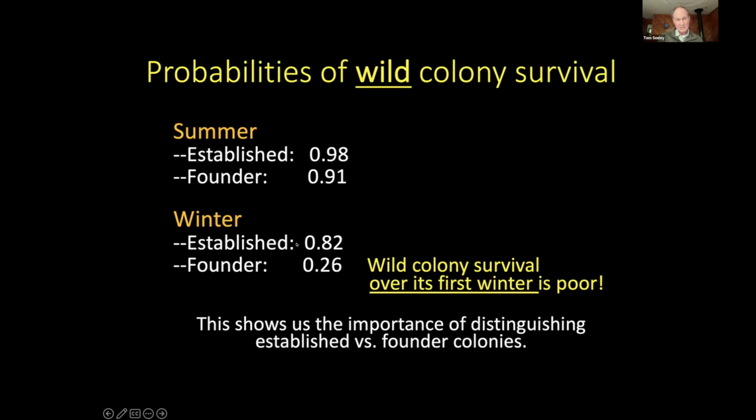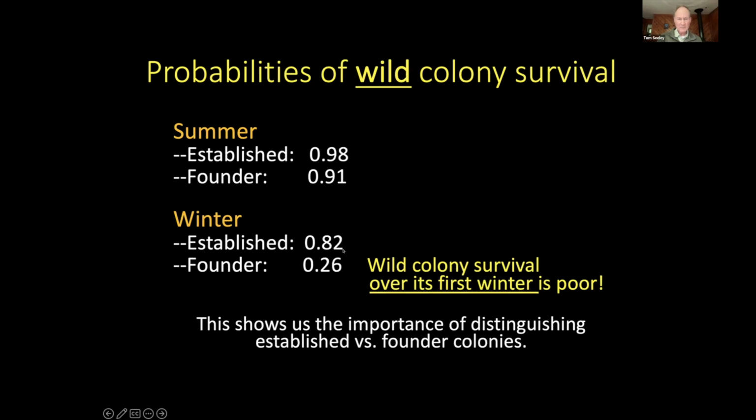Well, this is a rough part of the world. We get a couple of meters of snow each winter, often goes well below 0 degrees centigrade. I burn about 5 cord of wood to keep my house warm. And so in the winter, the established colonies do okay. About 82% of them get from the fall to the next spring.